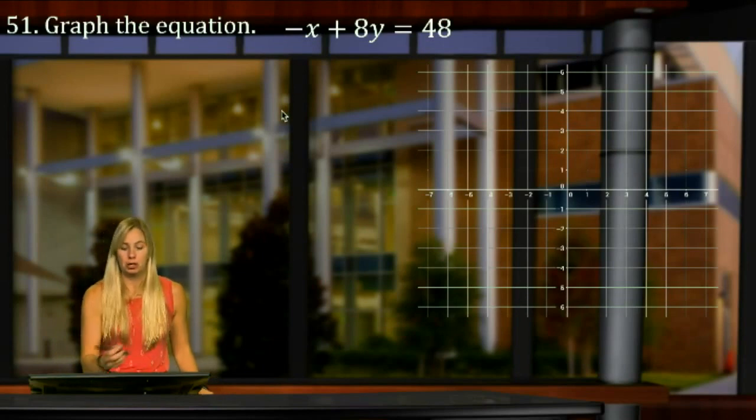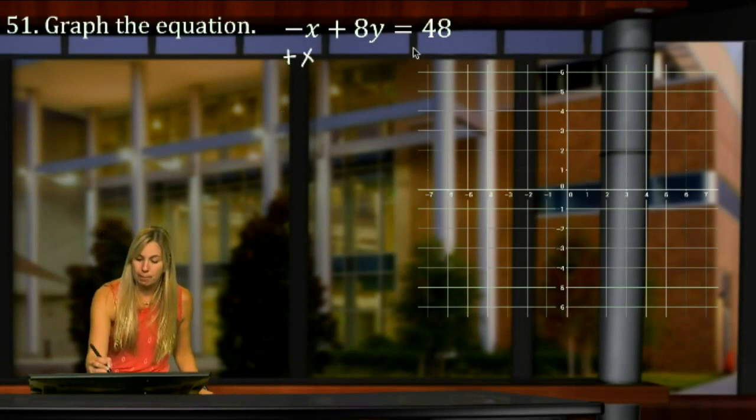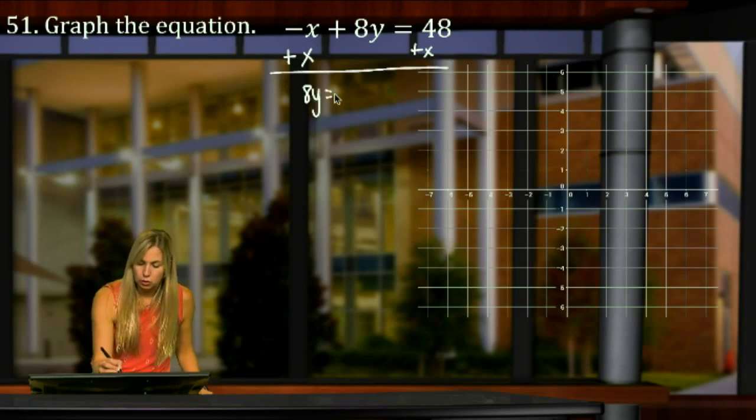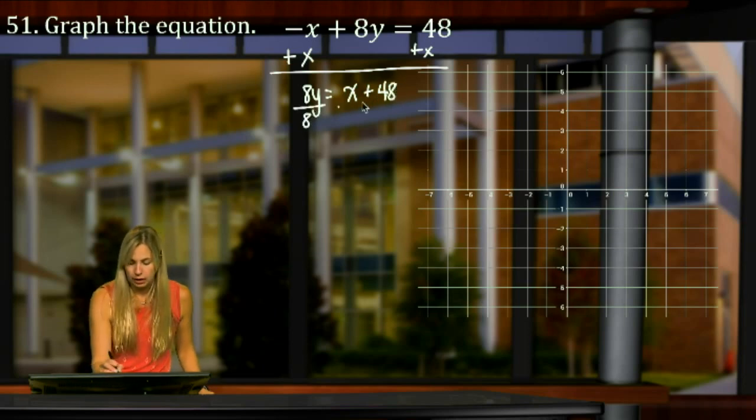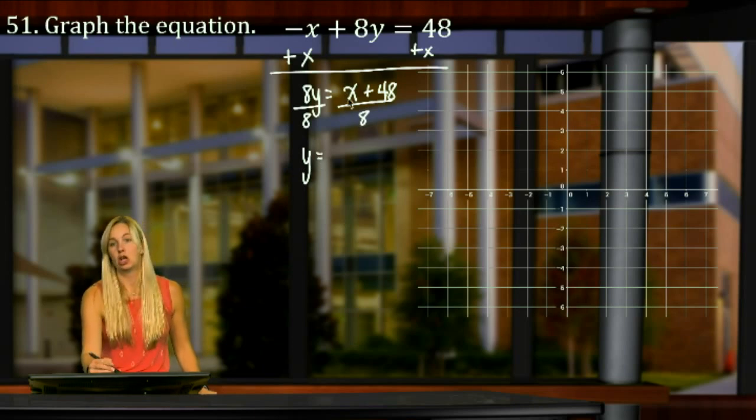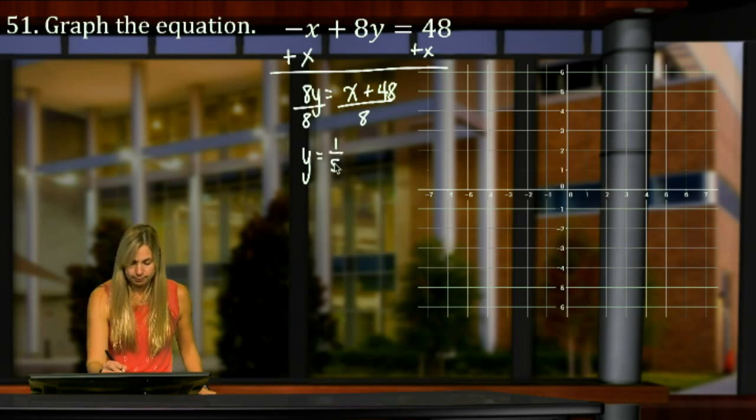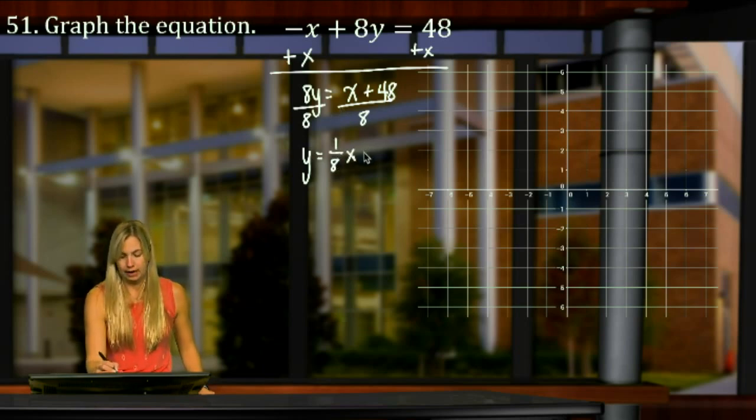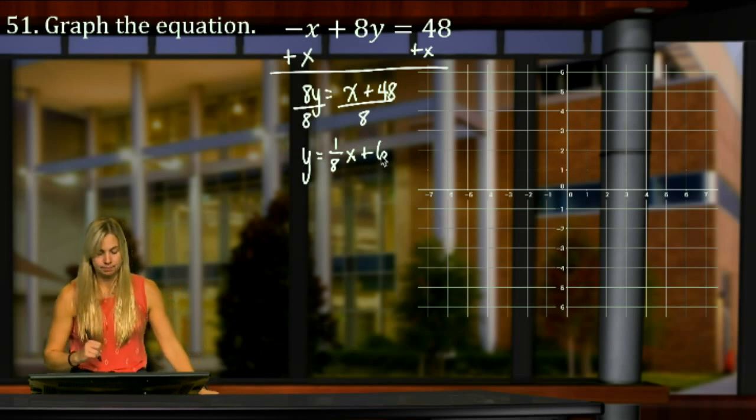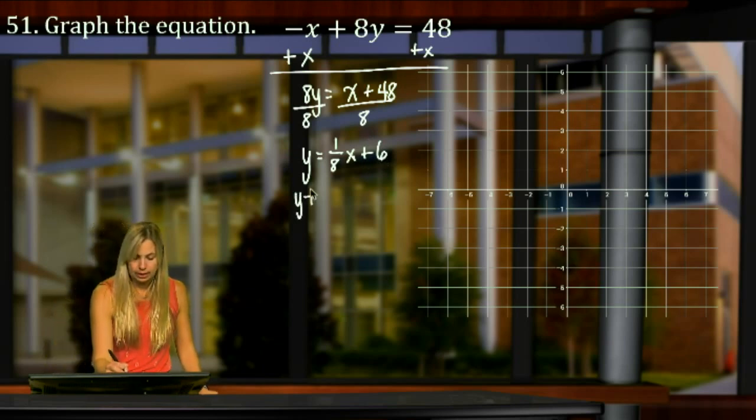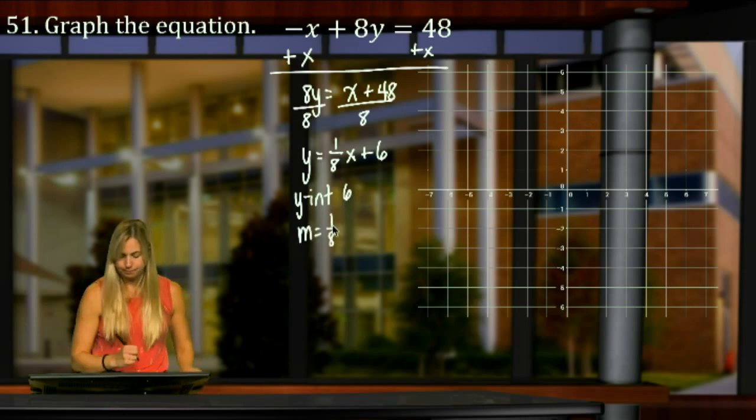To write this in slope-intercept form, we want to isolate y, so I'm going to start by adding x to both sides. So we have 8y equals x plus 48. And then I'm going to divide everything by 8. So we have y equals, the slope is going to be 1 over 8. We have a constant of 1 in front of x. And then 48 divided by 8 is positive 6. So this tells me that my y-intercept is 6, and my slope is 1 over 8.